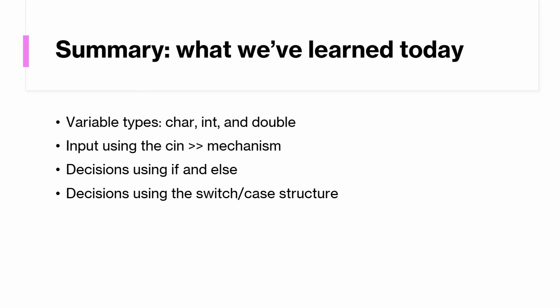All right, so what we've learned today, we've learned about character, integer, and floating point double types. Okay, double precision floating point is what double stands for. We've done input using the cin mechanism. We've done decisions using if and else, which is the standard way of doing decisions. That's how most of your decisions are going to work. And we've done decisions using the switch case structure as kind of a demo of a more advanced, or at least an alternate way of doing simple decisions with discrete values, but multiple values, that can be more efficient.